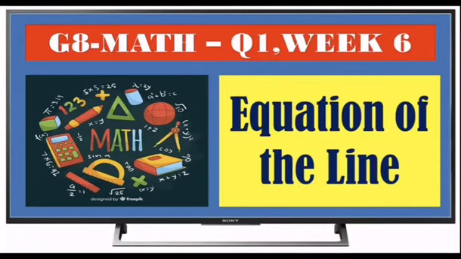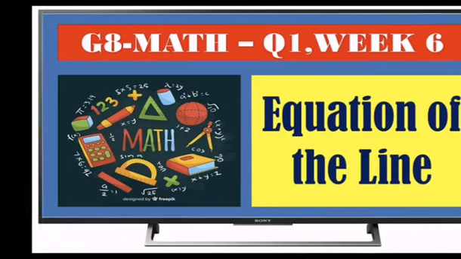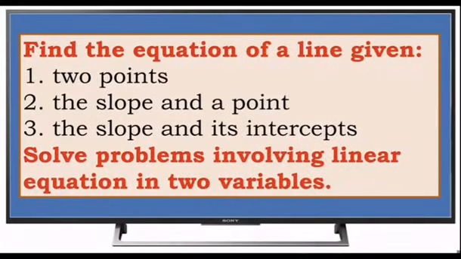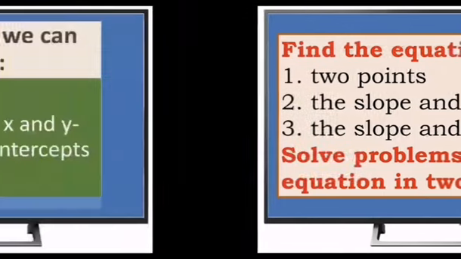You see, we're halfway to finishing the first quarter. We are now on week number 6 with the topic Equation of the Line. In this particular lesson, the following are the objectives. First, find the equation of a line given 2 points, the slope and a point, the slope and its intercepts, and second, solve problems involving linear equation in 2 variables.